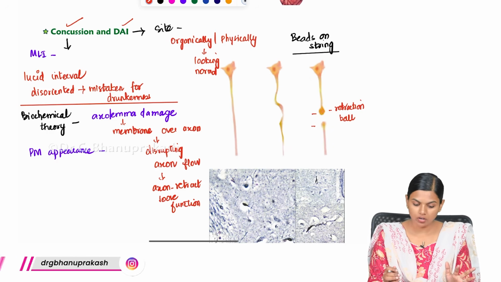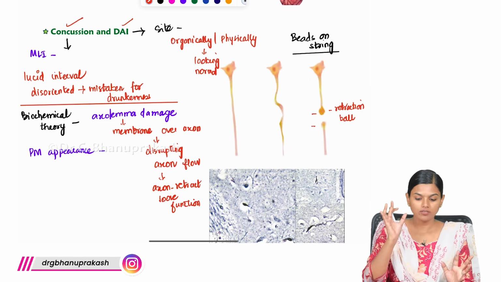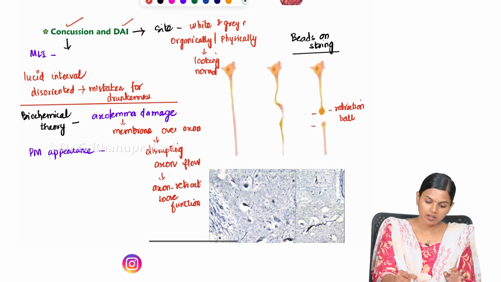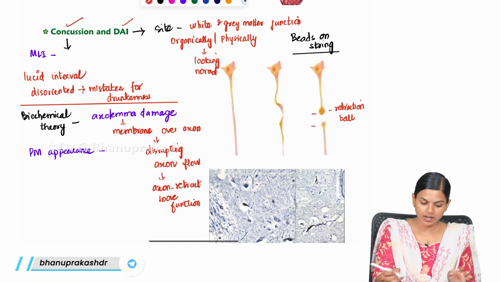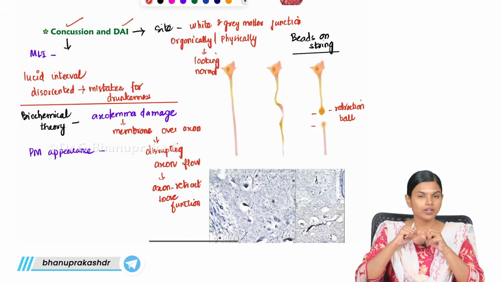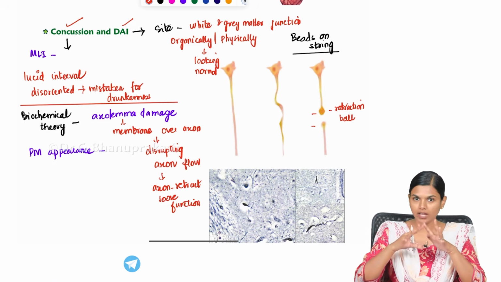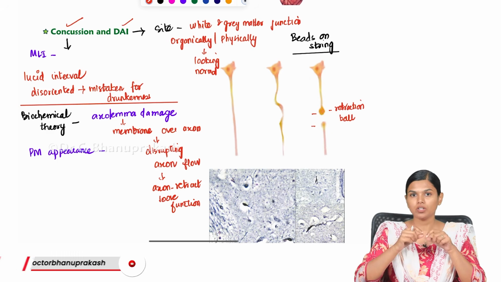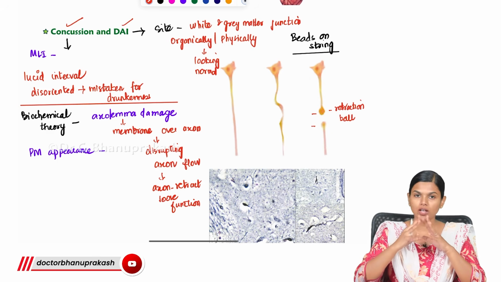So the biochemical theory for diffuse axonal injury is that this commonly occurs in the white and grey matter junction. In the white and grey matter junction, there will be a shearing force acting, and because of the shearing force, there will be damage to the axolemma, that is the membrane over the axon. It will get damaged, and because of this membranal damage, there will be disruption to the activity of the axon.